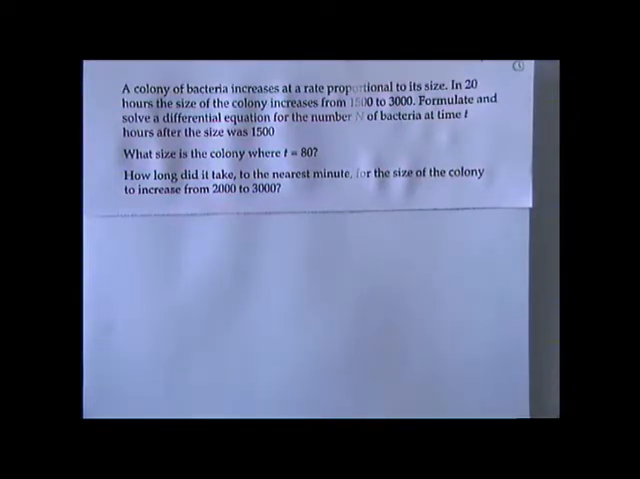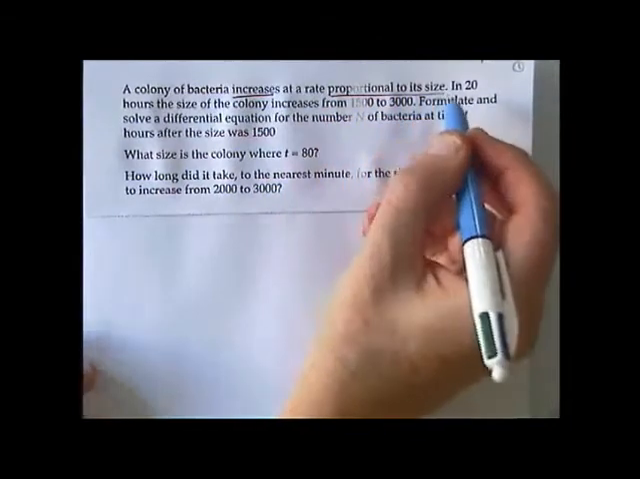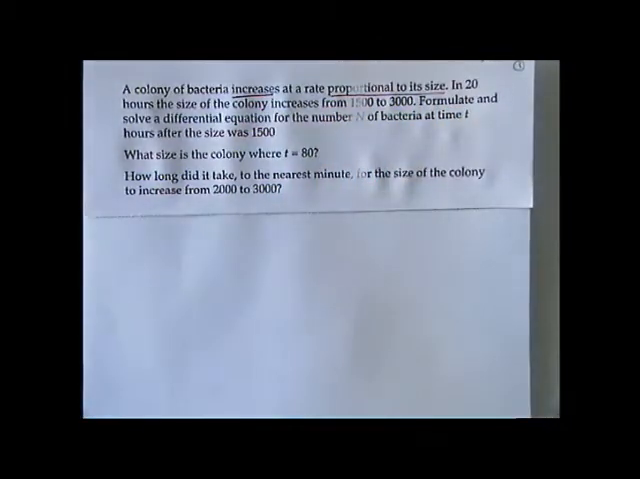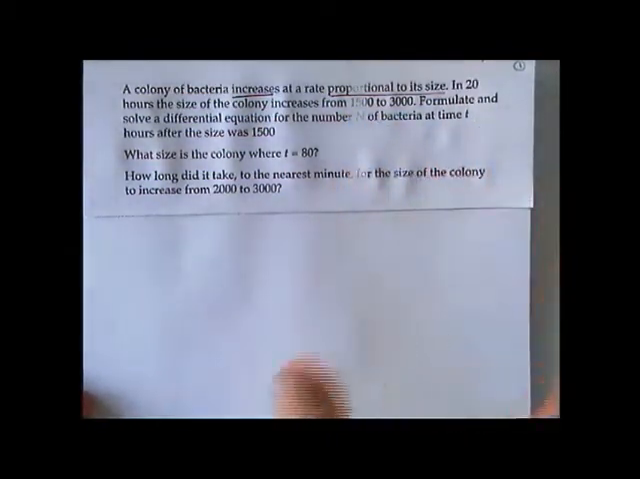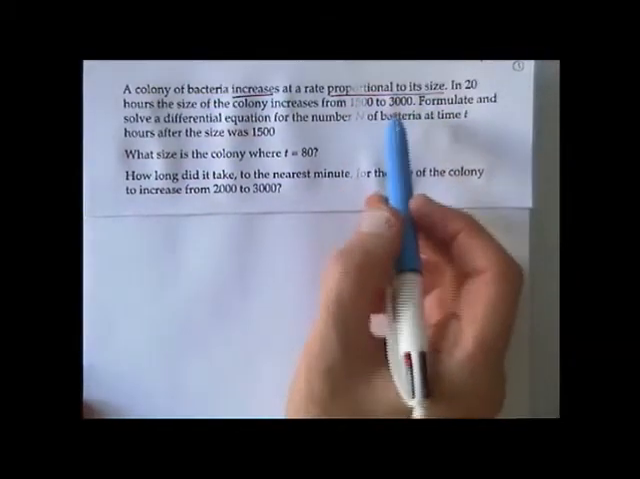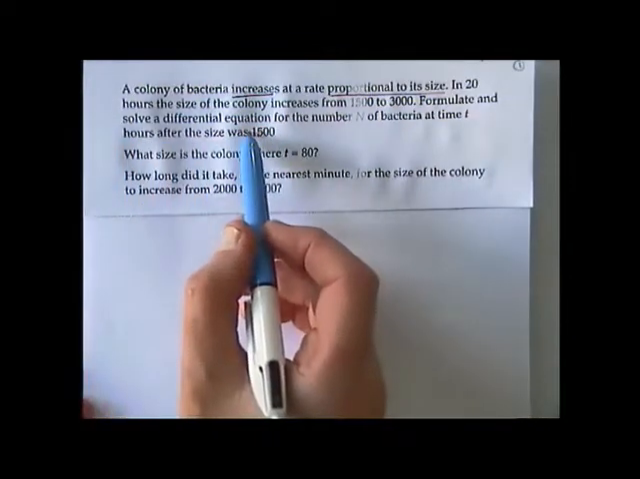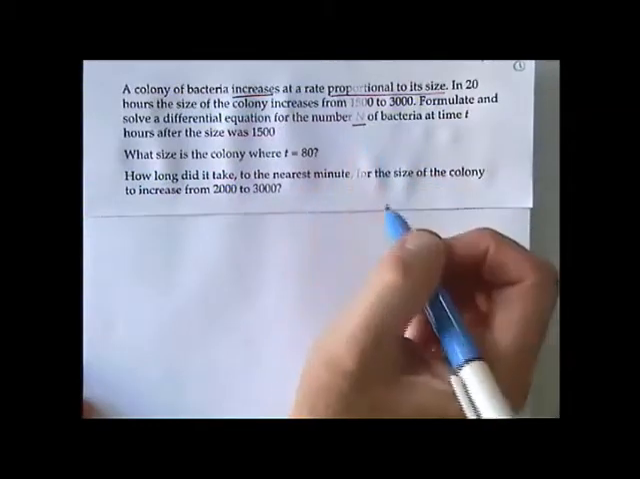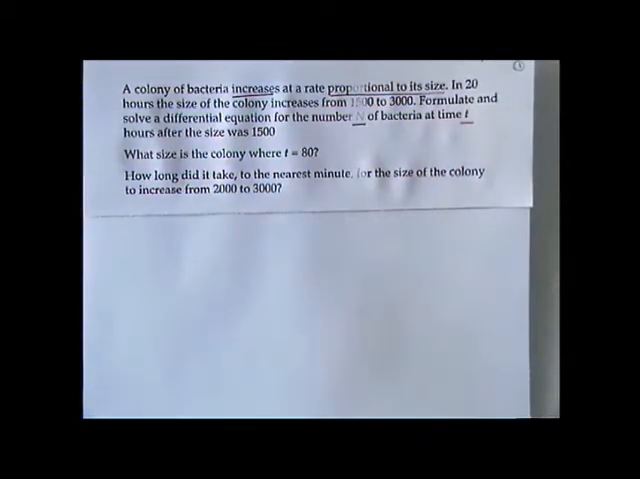We've got a colony of bacteria increases at a rate proportional to its size. So we've got it increases proportional to its size. These are important bits. In 20 hours, the size of the colony increases. So that whole sentence that's important, from 1500 to 3000. Formulate a differential equation. Solve the differential equation for n, the number of bacteria at time t, where t is the number of hours after the size was 1500. Then we've got some other stuff to do.